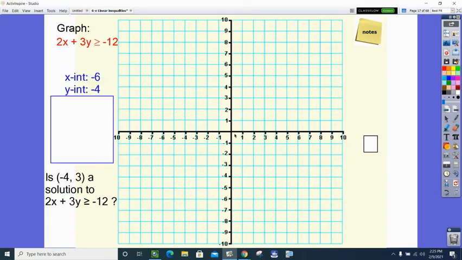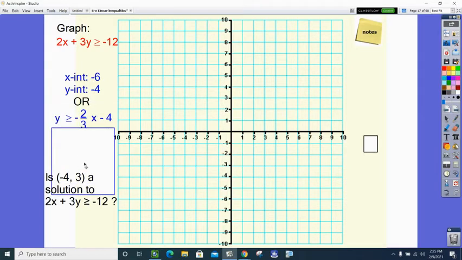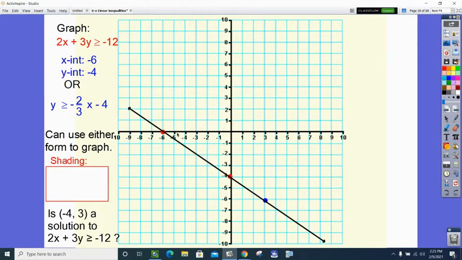You're going to plot your x-intercept of -6, your y-intercept of -4, and join them, and you'd have the line. Your choice is you could solve for y. You could subtract 2x and divide everybody by 3, and you could use the slope-intercept form. No matter which one you choose, you should get this line. If you look at the 2 red points, there are the 2 intercepts. And if you were to start at -4 and go down 2 and over 3, you'll get the line either way. I drew it solid because it's greater than or equal to.